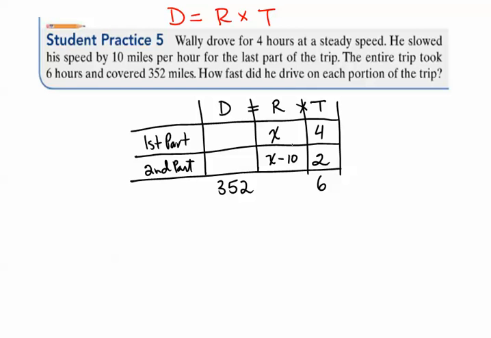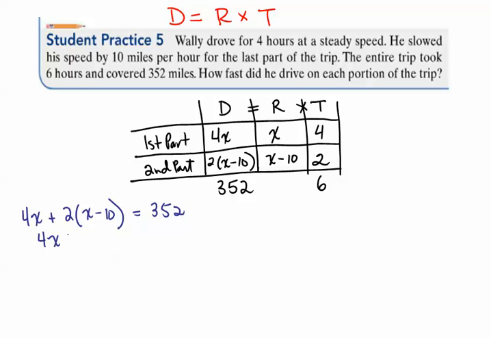And then all I need to do here for distance is rate times time. So that would be 4x, and the second part of the trip would be 2 times this quantity, x minus 10. And now I have an equation that I can set up and solve, and it goes like this. 4x, which is the distance traveled on the first part, plus 2 times x minus 10, and that quantity is the distance traveled on the second part of the trip, has to equal a total of 352 miles.